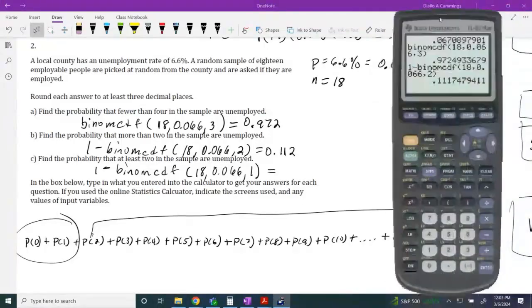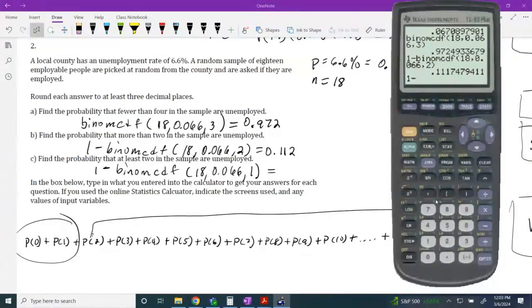All right, so if we put this in the calculator, 1 minus binomial CDF, 18 comma 0.066 comma 1. Okay, so I'm just rounding everything to 3 decimal places. So that's 0.335.